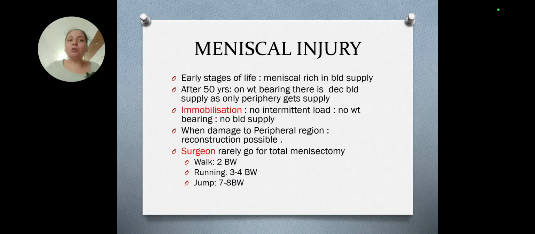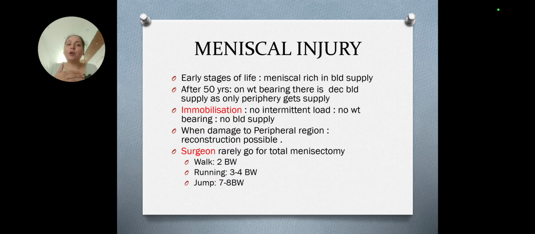So when there is damage to the peripheral region, reconstruction surgery is possible, but the surgeon will rarely go for a total meniscectomy. He will never go for total meniscectomy. Why so? Because, you understand, the load and the wear and tear of the joint will be more. If a small portion of it is left, then the dissipation of load will be better, and the stress acting on the joint will be less.